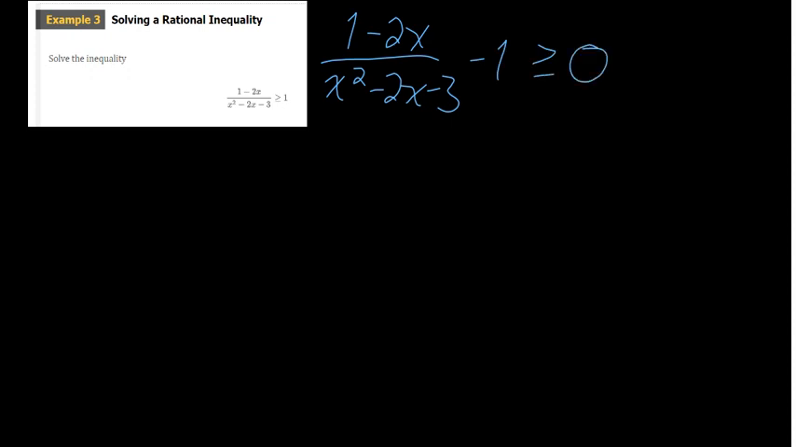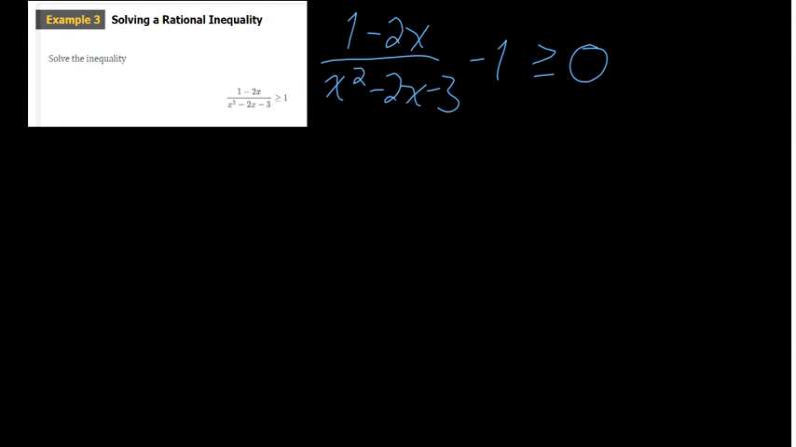So we're going to have 1 minus 2x over x squared minus 2x minus 3 minus 1 is greater than or equal to 0. Okay, so yeah, I was right. It was this one. We need to have one single rational polynomial on the left side. Notice we do have a rational polynomial, but we also have this minus 1 right here. What I need to do is combine both of those into just one fraction. So how do I do that?